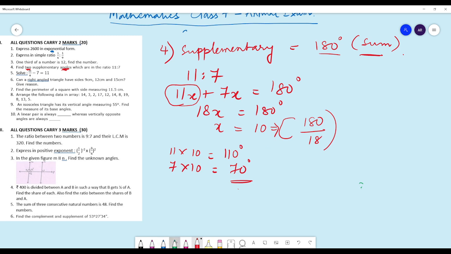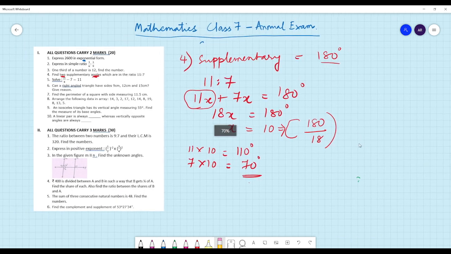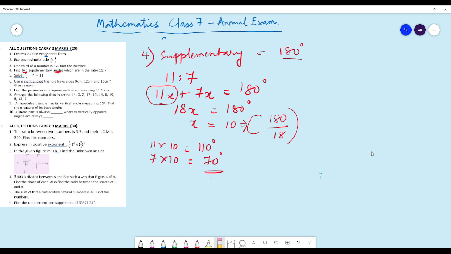Now let us move on to question number 5. Let me take this up on this side a little bit so that we can use up this space as well. Okay, so let me take question number 5 over here. How do we solve 5? It's again from linear equations: m by 4 minus 7 equals 11.